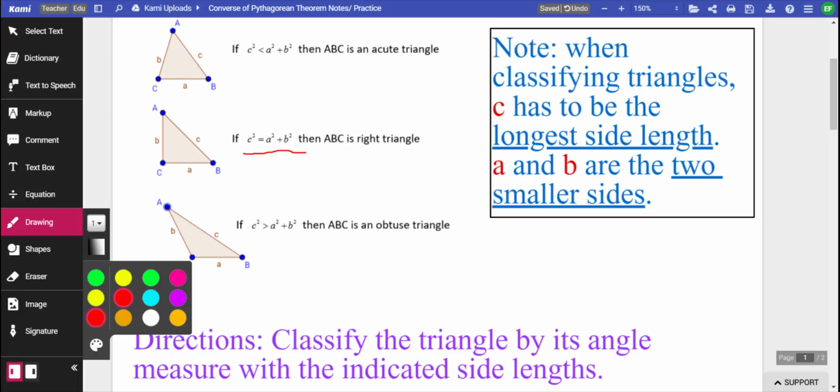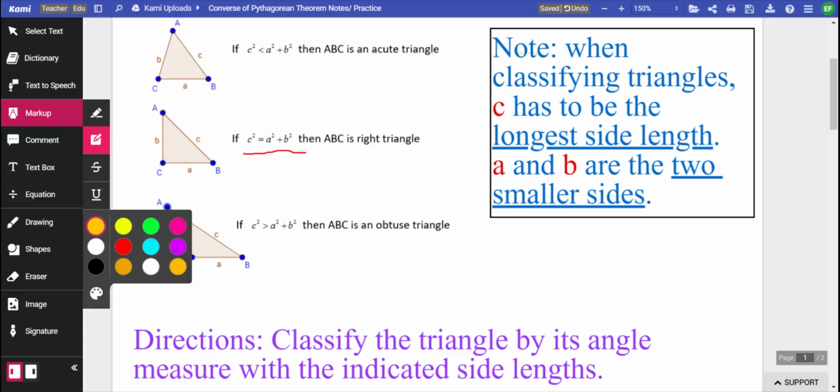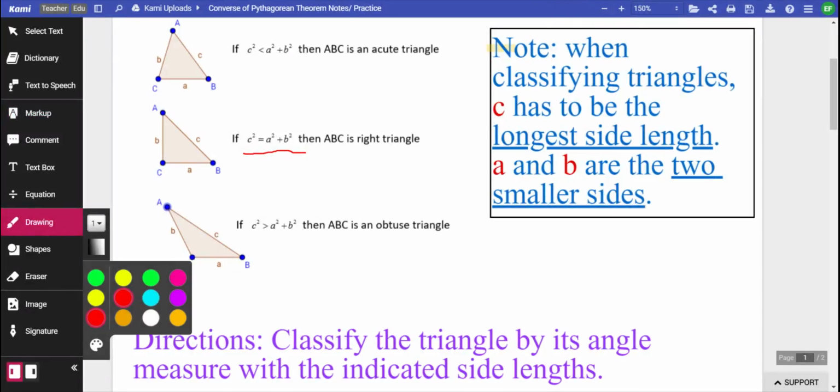acute, obtuse, or right. So something to note specifically is that when we are classifying triangles, c has to be the longest side length. a and b are going to be the two smaller side lengths. So please just be careful as you go through these problems. The side lengths will not necessarily be given to you in order. So you need to make sure that whenever you're using the formulas, the longest side length is going to be your c.